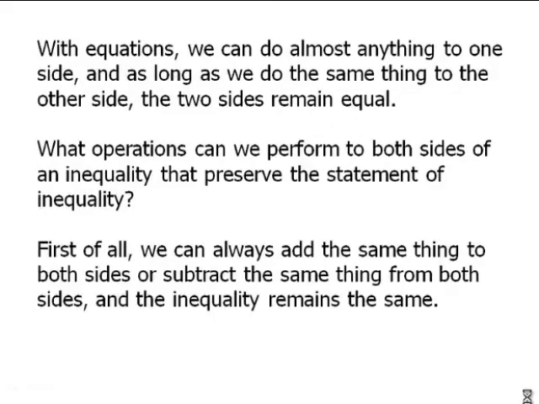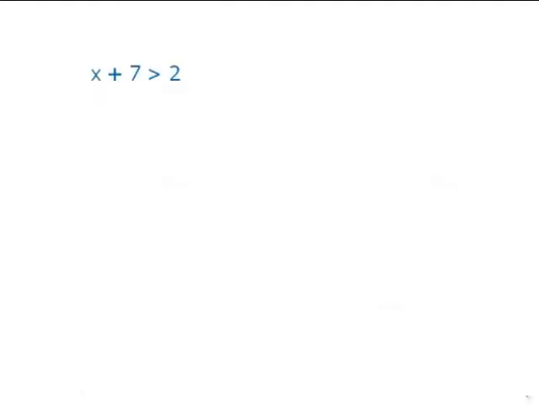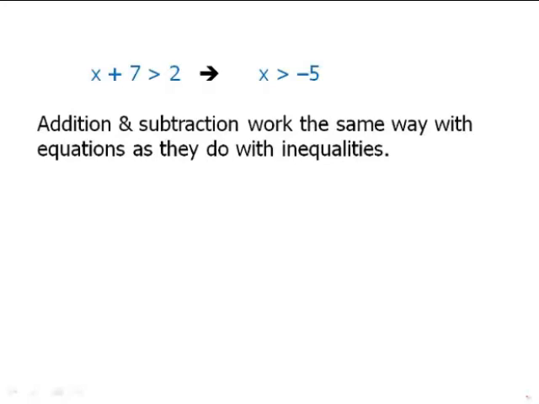So, first of all, we can always add the same thing to both sides or subtract the same thing from both sides, and the inequality remains the same. So addition and subtraction work exactly the same way with inequalities as they work with equations. So that much is easy. So for example, if I have the inequality x plus 7 is greater than 2, and I want to get x by itself, I subtract 7 from both sides, and of course I get x is greater than negative 5. And so that is the solution range for x. Addition and subtraction work the same way with equations as they do with inequalities.